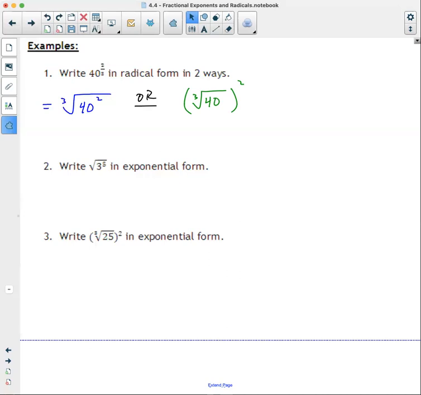So personally, I think it would be easier to take the second strategy, take the cube root of 40 and then square it, instead of squaring 40 and then trying to find the cube root of that.